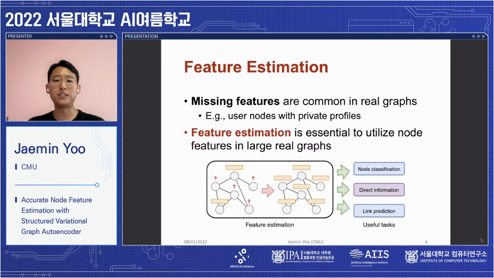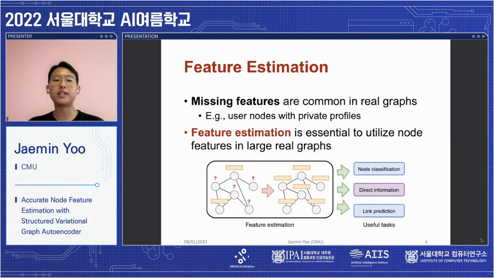However, missing features are common in many real-world graphs, such as user nodes in a social network. So in a social network, many users set their profiles private, so it is hard to use such information in doing meaningful graph-based tasks. And in this circumstance, feature estimation is essential to utilize node features in large real-world graphs that may contain missing features.